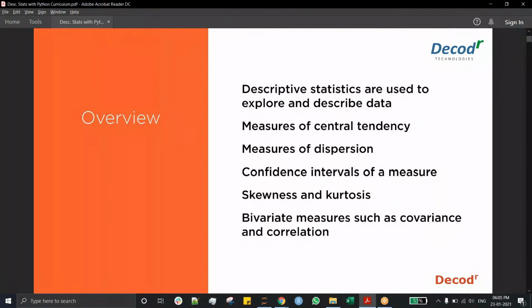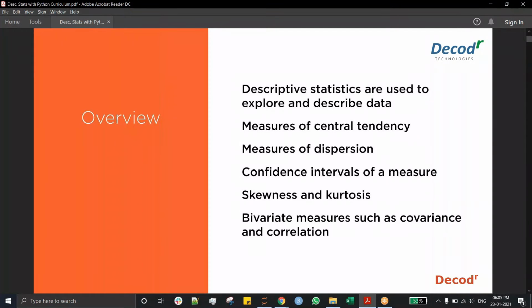Measures of central tendency, which basically includes the three major statistics, as we call it: mean, median, and mode. Then we'll also look at the measures of dispersion, how my data is spread across the mean, how it is distributed, where we'll be covering the range, variance, standard deviation, and IQR. Then we'll be covering the confidence interval of a measure, where we'll be talking about what is a population and what is a sample.